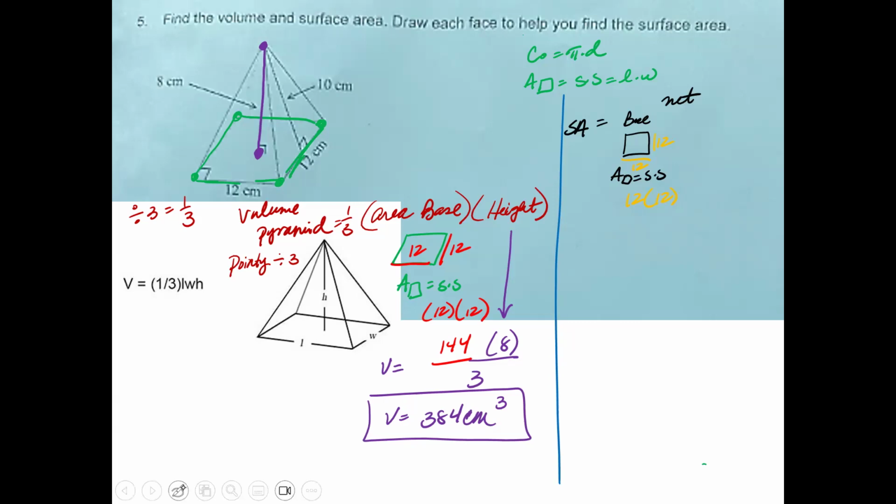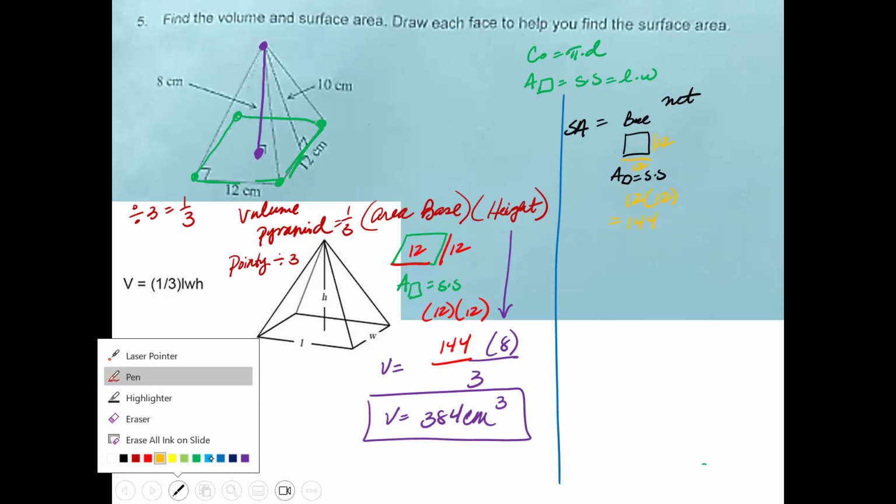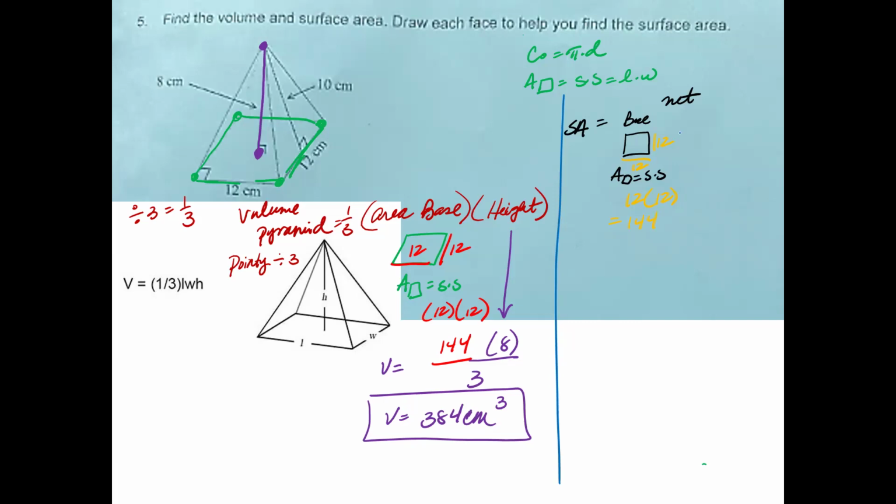Which is what? 144. Good. Now let's talk about the other sides there. What other sides do you have? Yeah, so because this is a square, the triangles are gonna be the same. If it was a rectangle, the triangles would be different. You have to break it down even further. So since this is the same triangle, how many triangles are there?